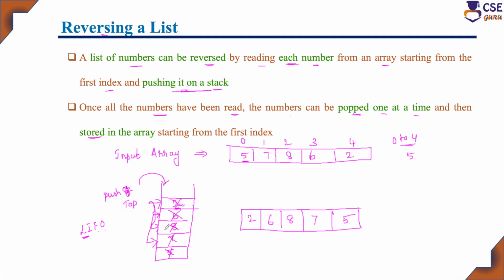What is the next process we have to do? Pop the element one at a time from the stack and store it in another array. Okay. So here, which element will you pop first? What is the topmost element in the stack? That will be popped first, right?